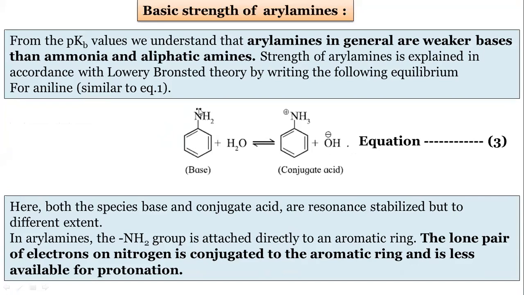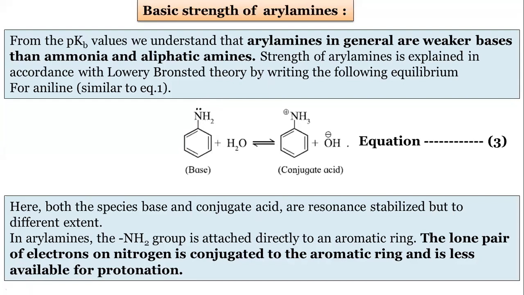This lone pair of electrons is stabilized. See, this lone pair of electrons of nitrogen is involved in the benzene ring. In case of aliphatic amines, there is no aromatic system, so this lone pair is easily available for donation, which makes a strong base. If this lone pair is easily given, then it is a strong base. If this lone pair is not available for donation, then it is a weak base. Remember, this is a simple thing we have to remember.